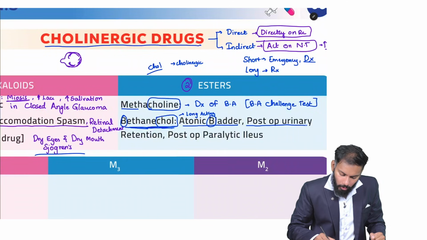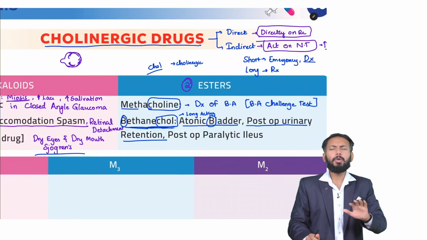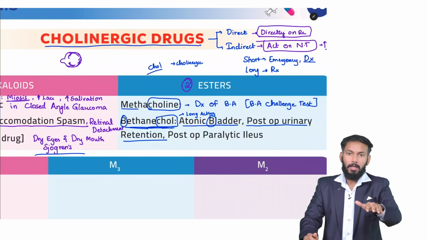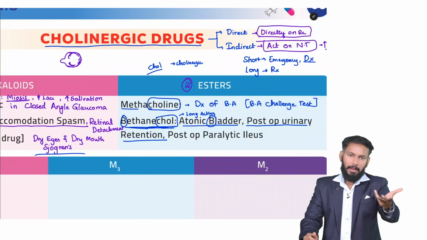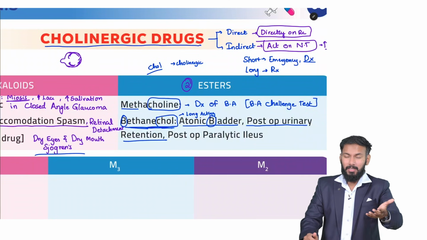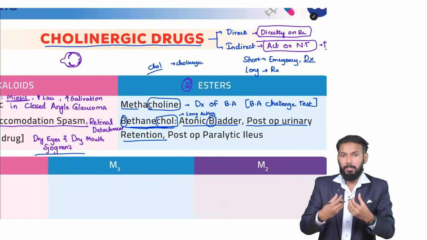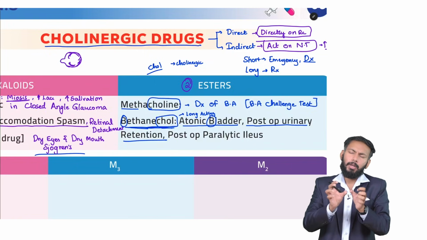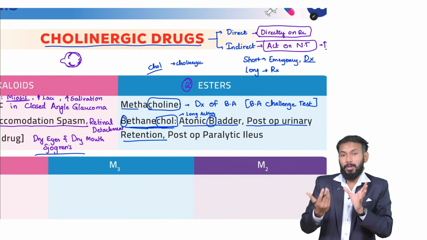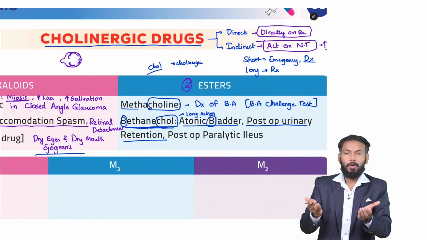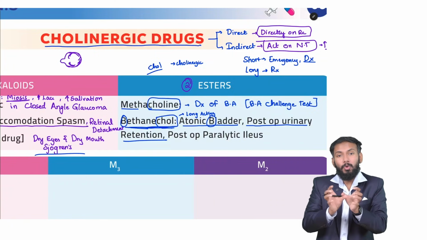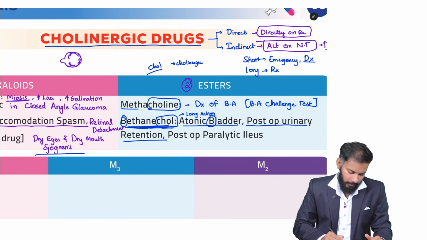Now next is post-op urinary retention. What do you mean by post-op urinary retention? See, during surgeries we give anesthesia. Once you give anesthesia, it will take some time for the organs to recover. Let us suppose the urinary bladder is not contracting, the urine will stay inside. That is what is known as post-op urinary retention. Now you have to contract the urinary bladder. That is why we are giving bethanechol.